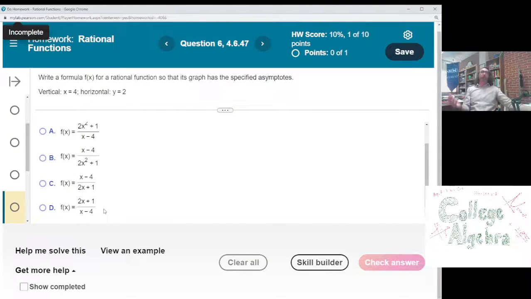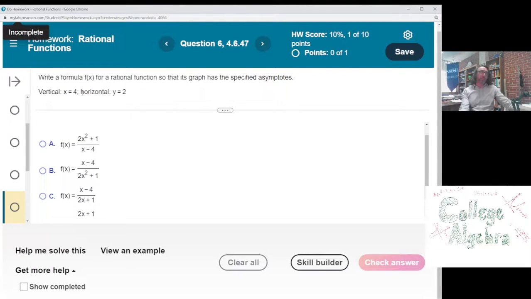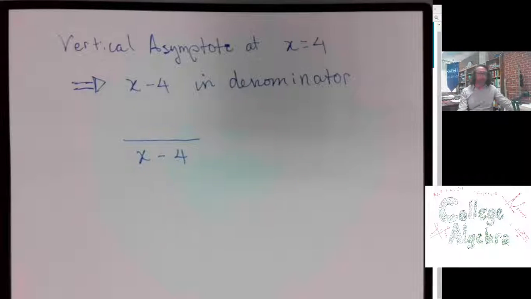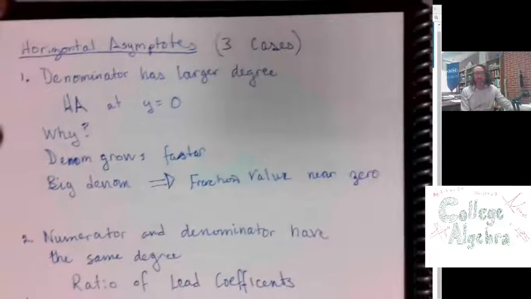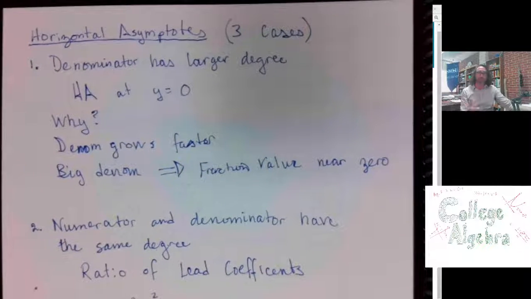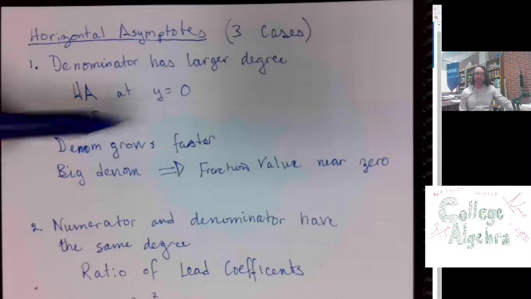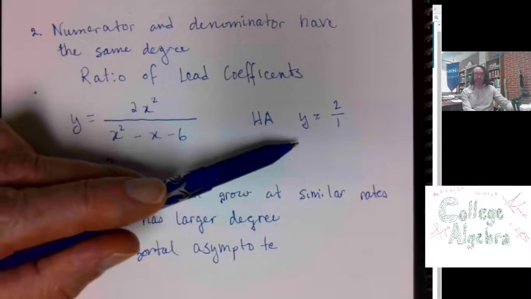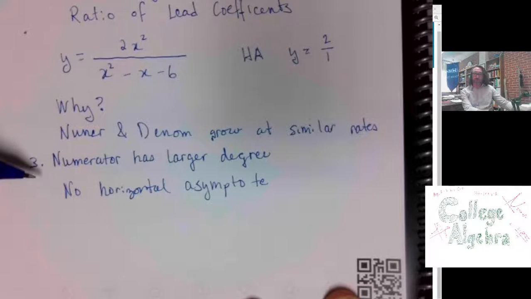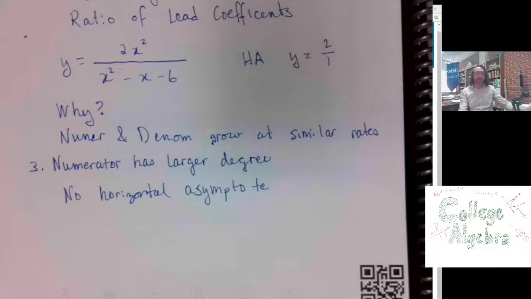Now, how do we distinguish between the two cases? Well, it comes down to the horizontal asymptote. They tell me I have a horizontal asymptote at y equals 2. If we look back at the various cases for horizontal asymptotes, we saw 3 cases, right? Larger degree in the denominator, y equals 0 is your horizontal asymptote. Same degree, you look at the lead coefficients. Numerator has a larger degree, there is no horizontal asymptote.